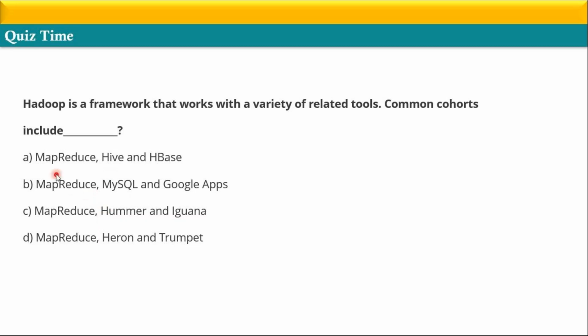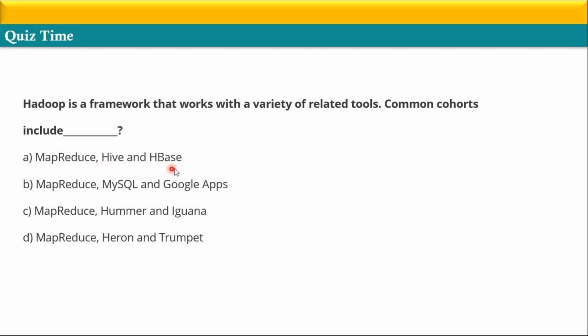Okay. So, friends, we have gone through the ecosystem of Hadoop, and inside the ecosystem we have seen these particular components: MapReduce, Hive, HBase. So, A is the correct answer. MapReduce, that is the processing framework. Hive is data analytics. With the help of Hive, we will be able to perform the data analysis.